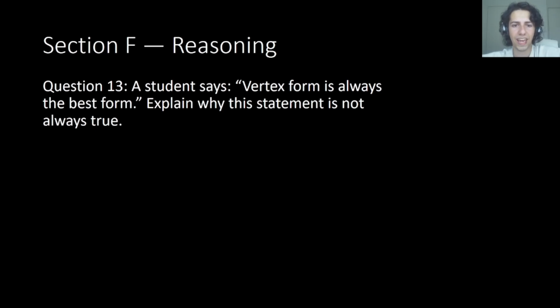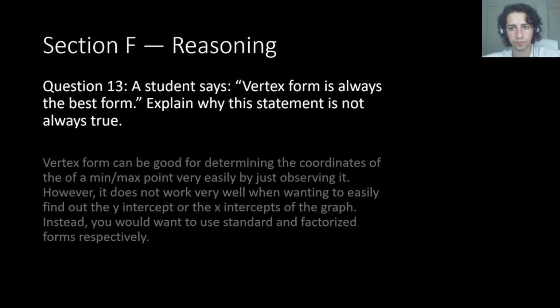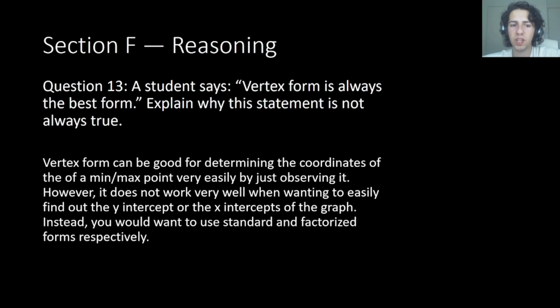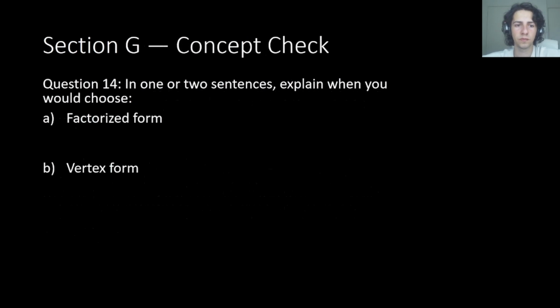Question 13. A student says a vertex form is not always the best form, and explain why this statement is not true. Sorry, vertex is always the best form. Vertex form can be good for determining the coordinates of the min or max point, or the vertex, just easily by observing the h and the k. However, if you want, for instance, to find the y-intercept or the x-intercepts of the graph, instead you want to use a standard and factorized forms, respectively. Let's move on. Question 14.